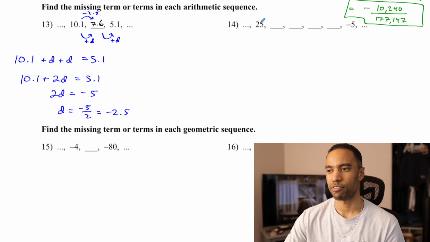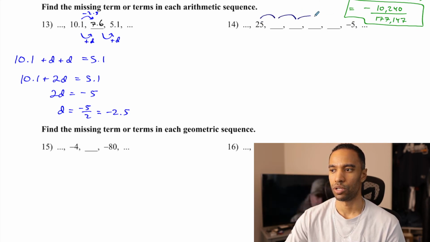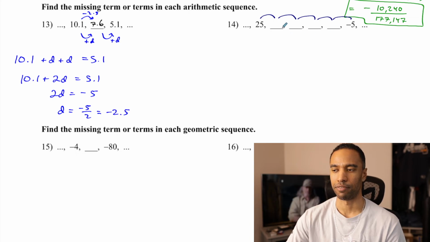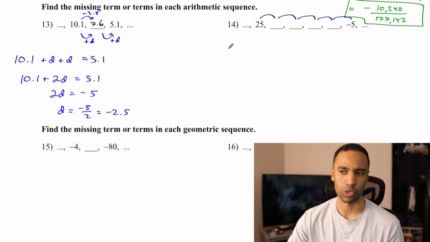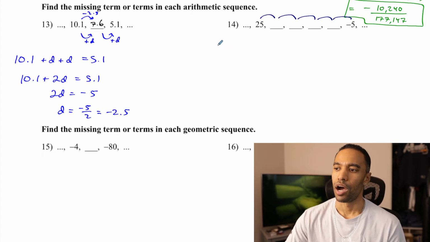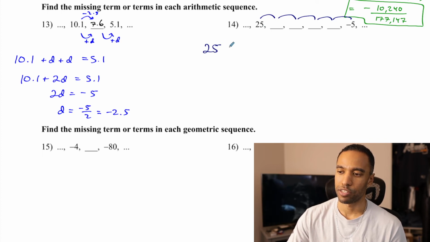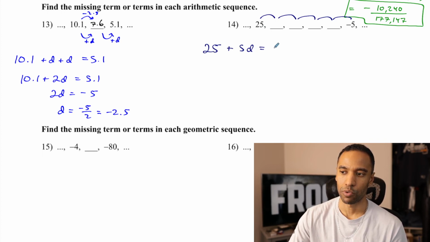How many times do you have to add a common difference from 25 to negative 5? 1, 2, 3, 4, 5. There are 5 of them there. This is really the best way for me to approach it with you guys. I wouldn't think of any other way, to be honest. 4 spaces in between, 5 apart, whatever. So 25 plus 5d equals negative 5.